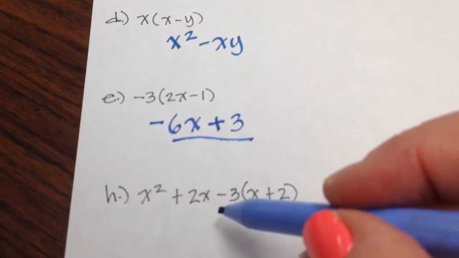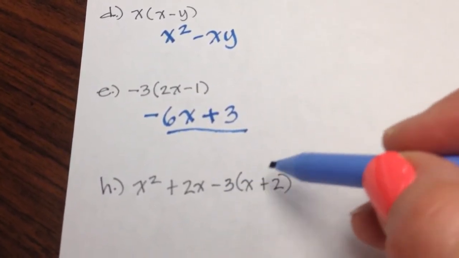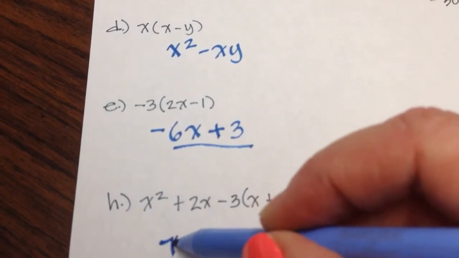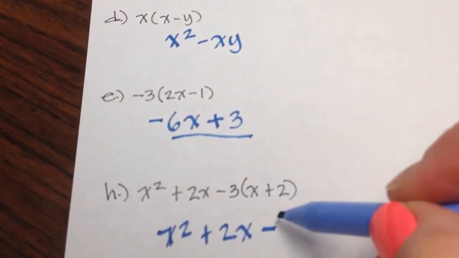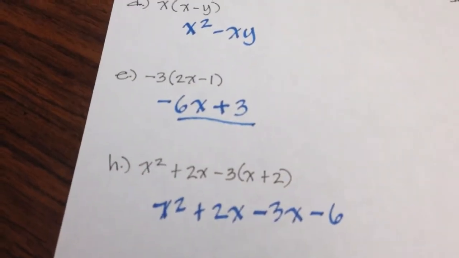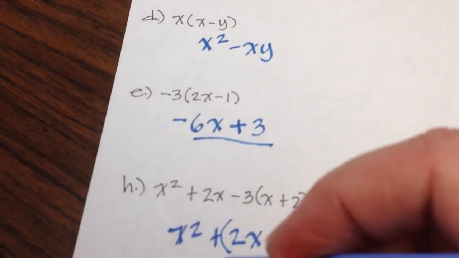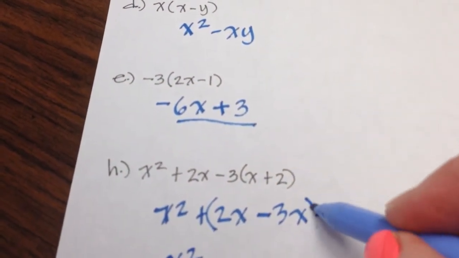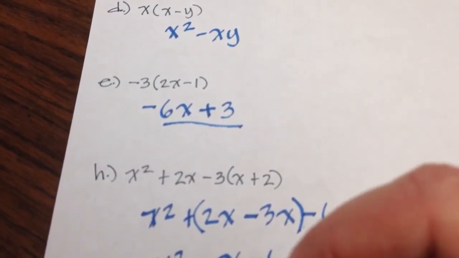Here I have x squared plus 2x minus, or negative 3x, plus 2. So I'm going to have x squared plus 2x, now minus 3x minus 6. Then I'm going to group my likes together. So I have x squared, 2x minus 3x is going to be negative x minus 6.